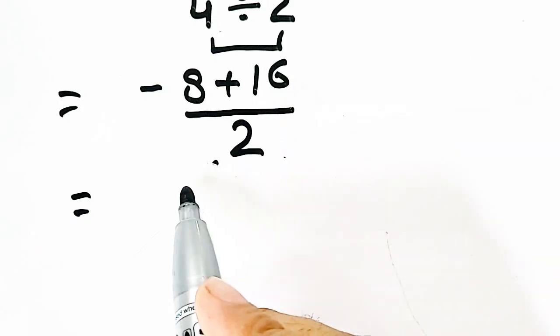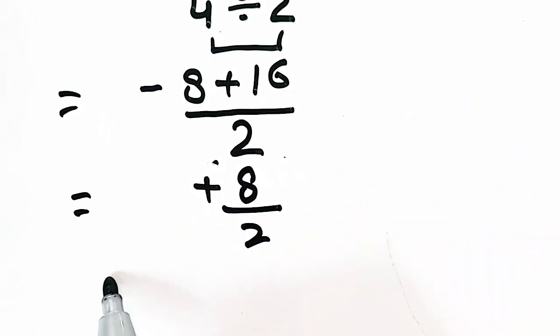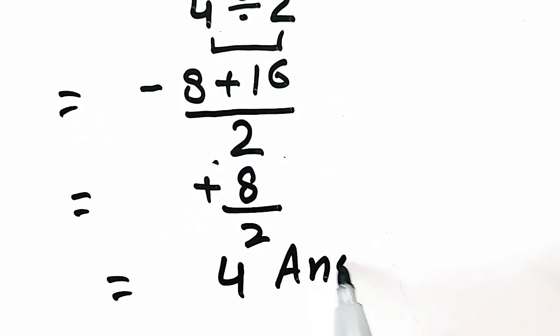Now, minus 8 plus 16, it will be equal to plus 8 divided by 2. So 8 divided by 2 is equal to 4, which will be our answer.